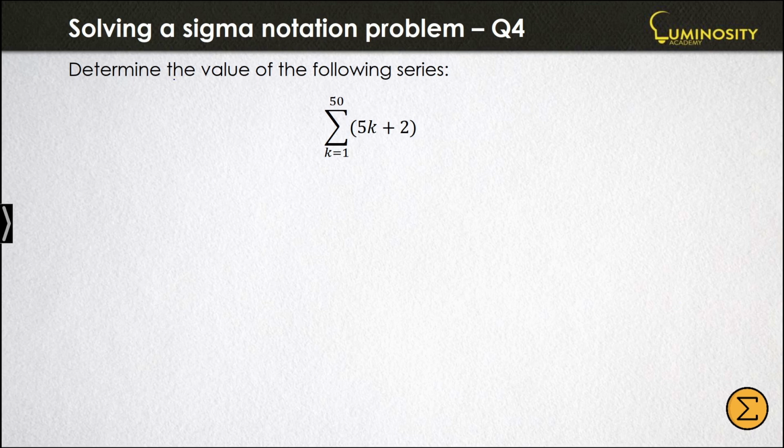In this question, they want us to determine the value of the following series. The sum from k equals 1 to 50 of 5k plus 2. So that is your general term, tk, 5k plus 2.